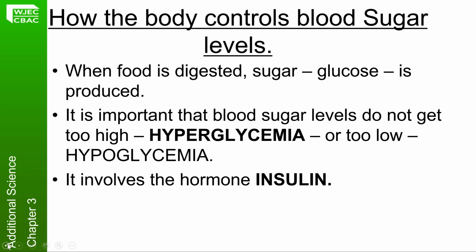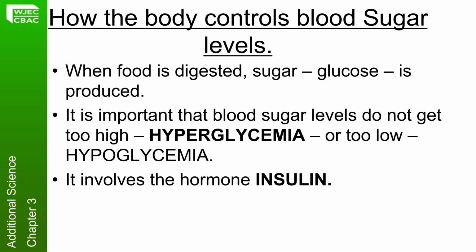If they go too high, we would refer to that as hyperglycemia. So hyper would be too high. Glycemia is referring to the glucose, to the sugar. Or if they go too low, we would refer to that as hypoglycemia. And it can be very dangerous in the body if blood sugar levels go too high or too low.